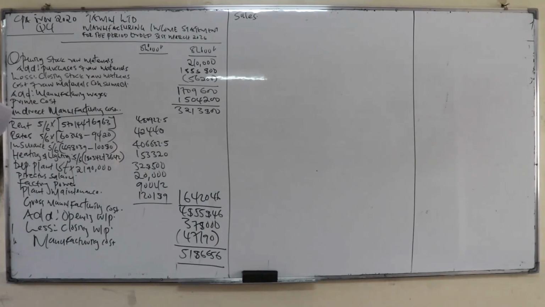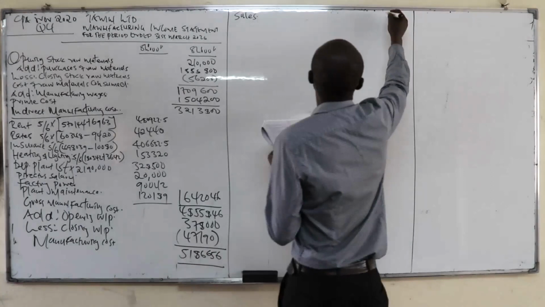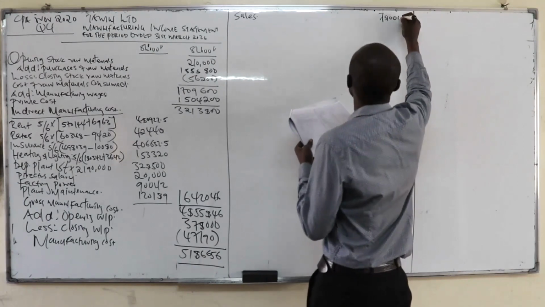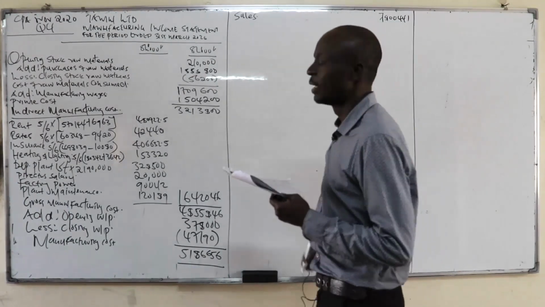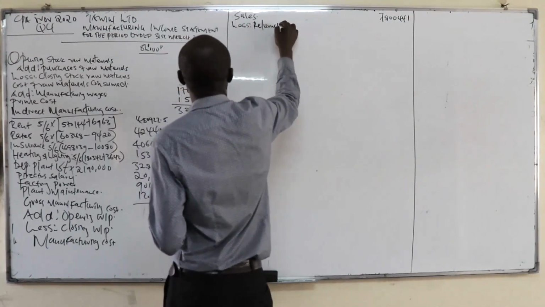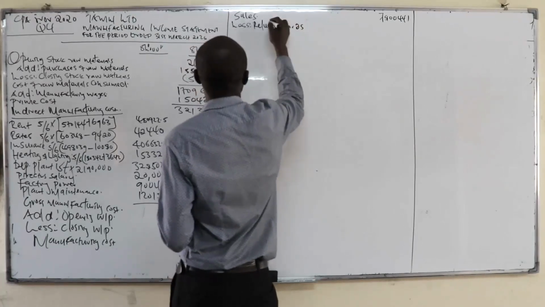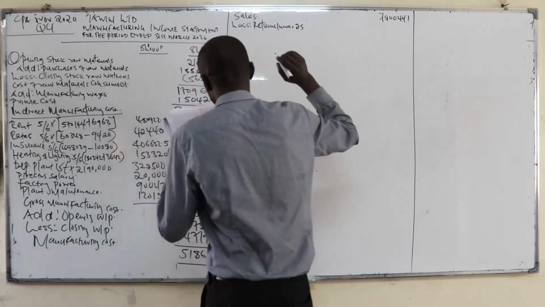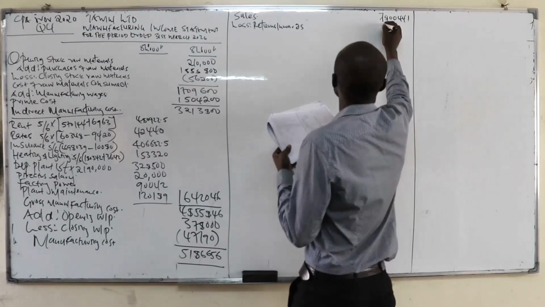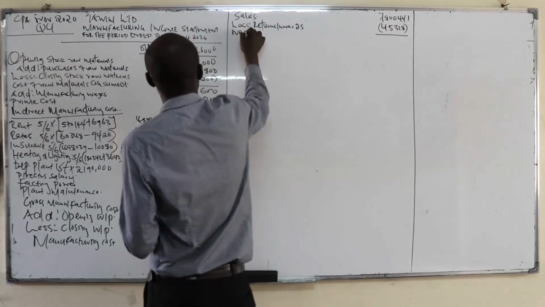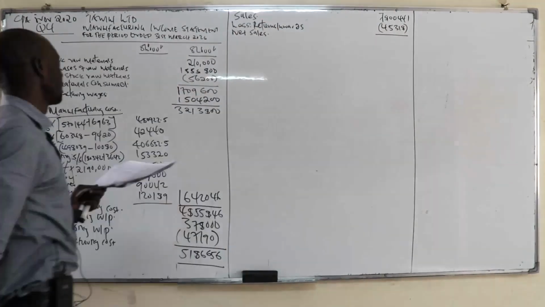So 7,800,441. Is that okay? Then you less returns inwards. Returns inwards is going up here, 45,318. So you less 45,318 here. So you get the net sales here. So what is the net sales?